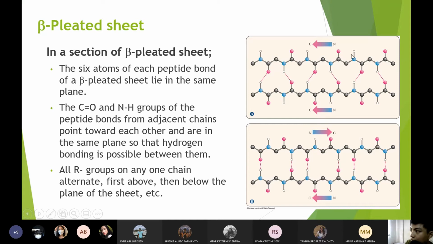So, there are two types of beta-pleated sheet, no? We have the parallel and the anti-parallel. Okay? So, when you say parallel, same yung direction ng ating chain, okay? Ayan. For anti-parallel, opposite yung direction ng ating chain. And as you can see, in the anti-parallel strand, magka-opposite yung direction nila. That's why they are called anti-parallel. As you can see, the formation of hydrogen bonding is better than in the parallel. Okay? So, mas maganda yung hydrogen bonding kapag anti-parallel compared to parallel.